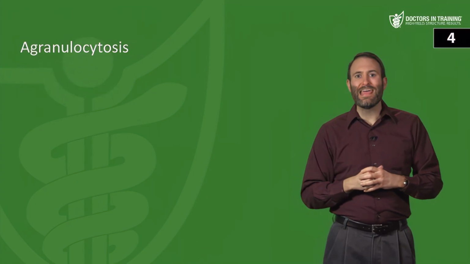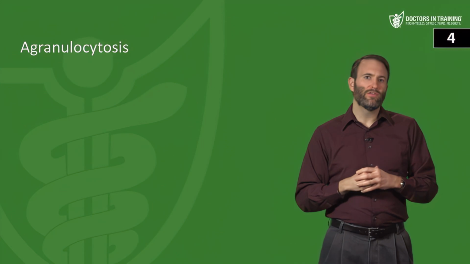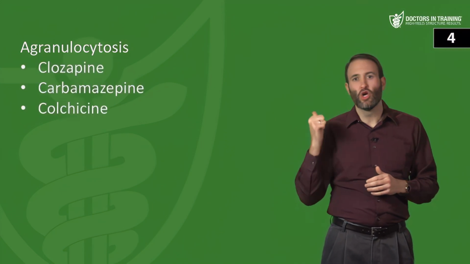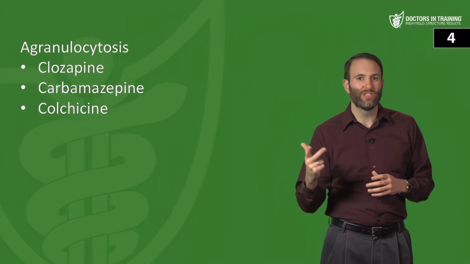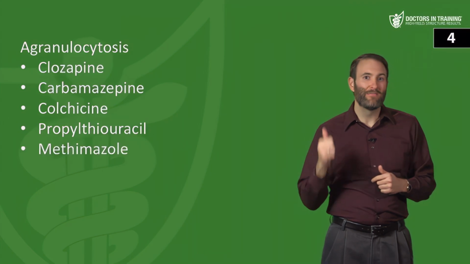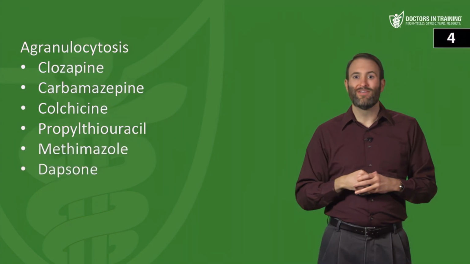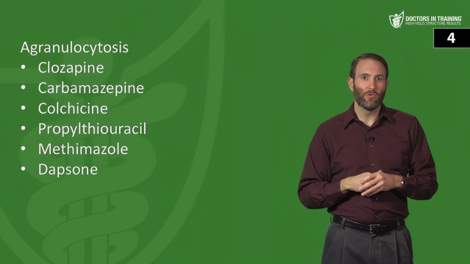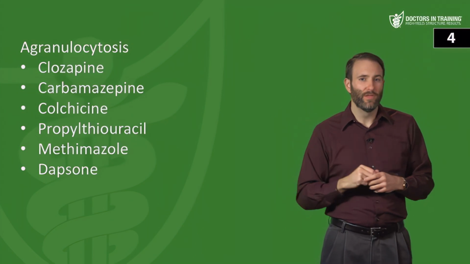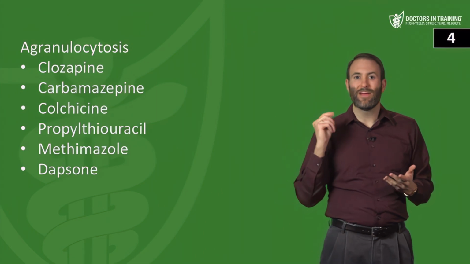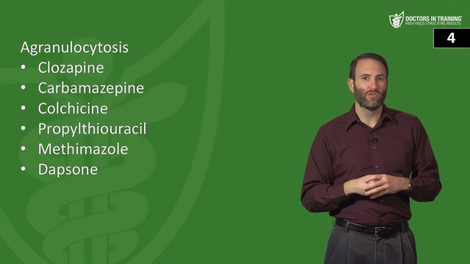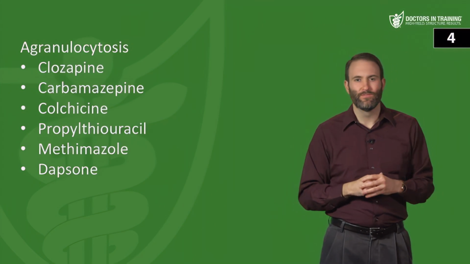Now next we have agranulocytosis. In agranulocytosis, you're going to have the 3 C's. You got to think about clozapine, carbamazepine, and colchicine. You also have your antithyroid drugs, so propylthiouracil and methimazole. And then you also have dapsone. That's another one. So let's go through those again. The 3 C's, clozapine, carbamazepine, colchicine, the 2 antithyroid drugs, propylthiouracil and methimazole, and then the final drug is going to be dapsone. All these drugs are going to cause agranulocytosis.